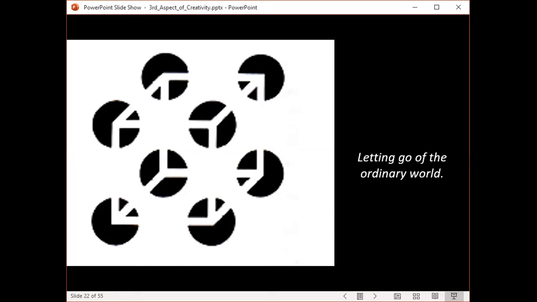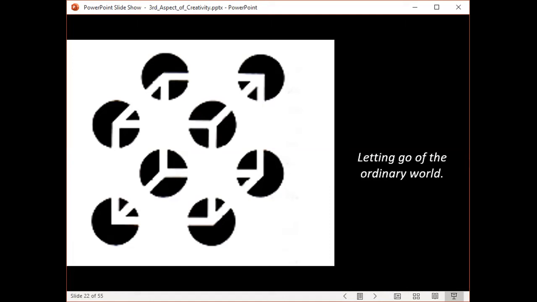Okay, so Jackson, the idea is that for one image, the white cube is in front of something. And then for this alternative view, the white cube is behind something. So take a second. And if you can't see it right away, that's fine. The ordinary world is a strong thing.